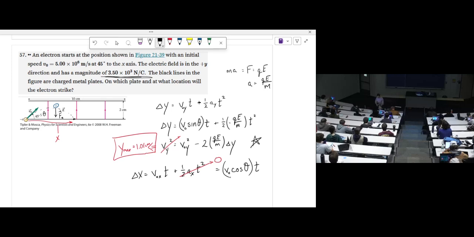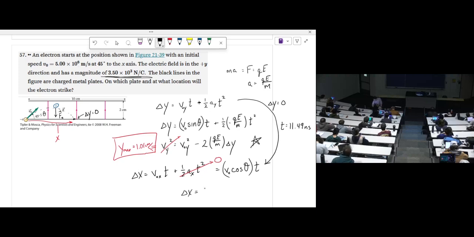Yes, when it strikes the bottom plate, delta y is equal to 0. Good. So if I take this equation right here for delta y equals 0, that gives you that the time it takes for this to occur is going to be equal to 11.49 nanoseconds. And then that gives you delta x, based off of this 5 million meters per second velocity, equal to 4.06 centimeters.